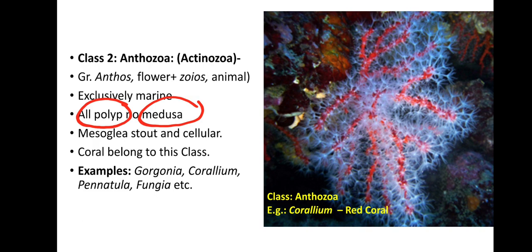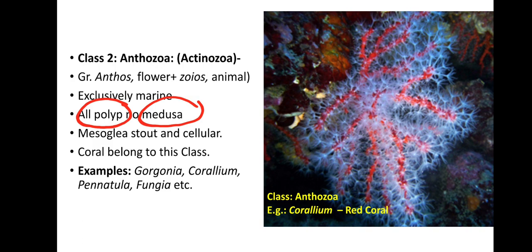Okay, and the famous corals, in Kannada they call it havala, belong to this particular class of Anthozoa. And remember, the exclusive feature of this is that they are exclusively marine, and all of them are polyp stages. That means they are all attached to the substratum. You won't find free swimming medusoid forms in them. That means both asexual and sexual reproduction takes place in the polyp itself. Okay, no medusoid form.